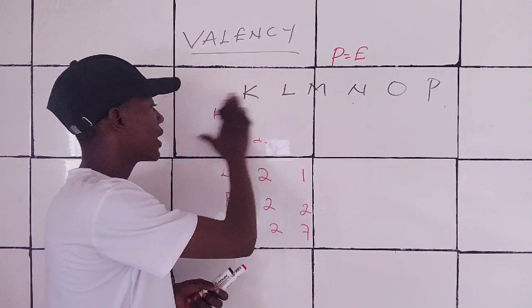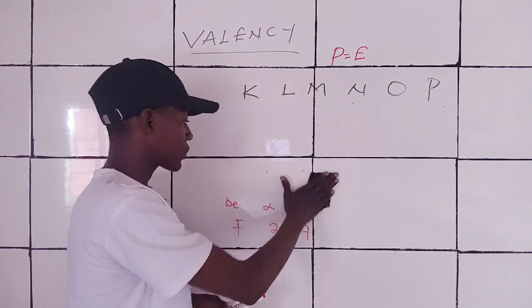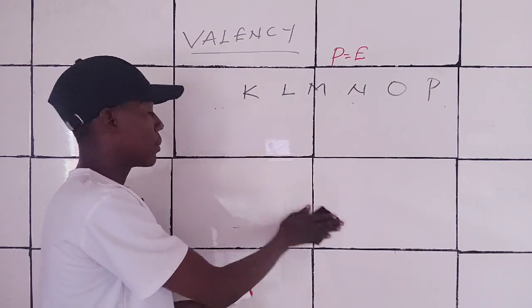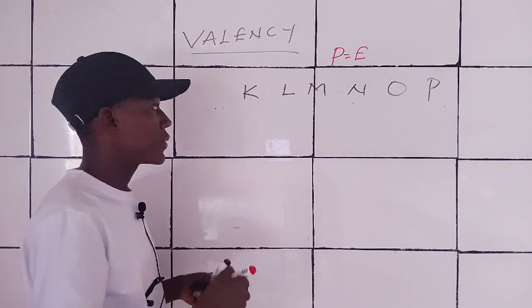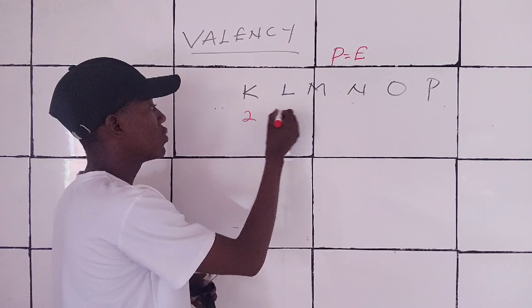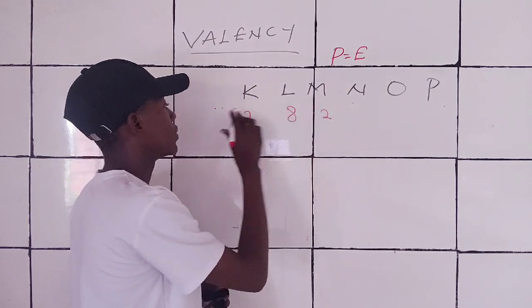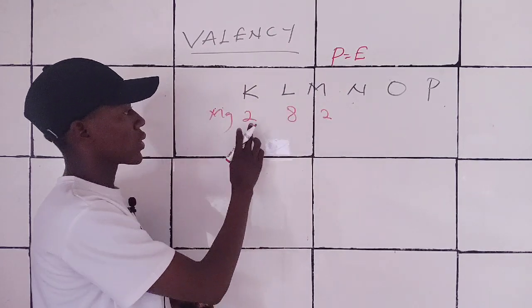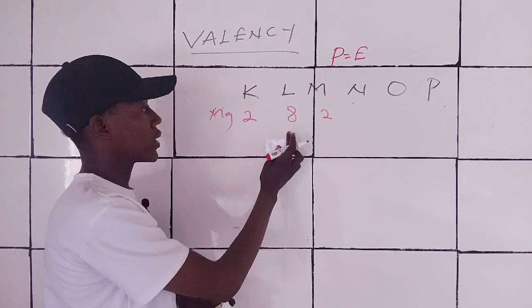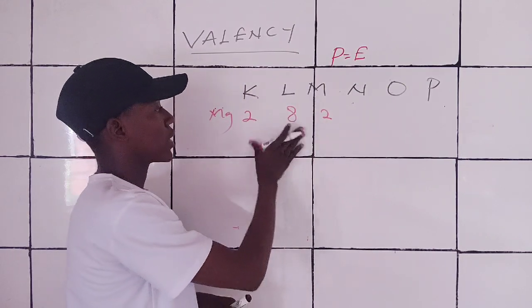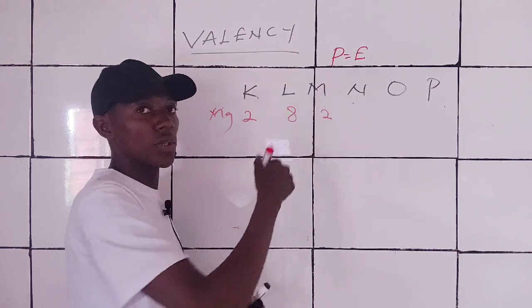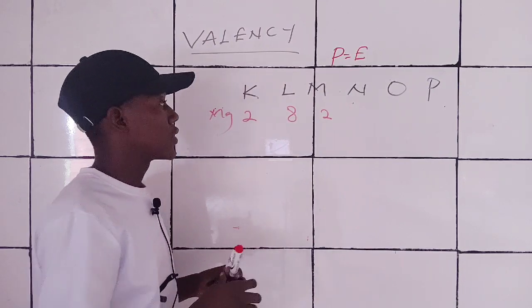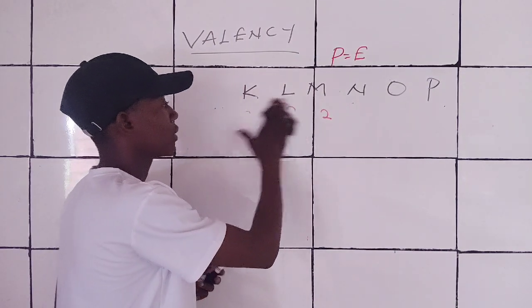If I have bigger elements like magnesium, magnesium is number 12, so magnesium is going to be 2, 8, 2. That is for magnesium. So it has 2 filling the K shell, it has 8 filling the L shell, then that is a total of 10, and we have 2 remaining in the M shell. So now that is how the electronic configurations are written.